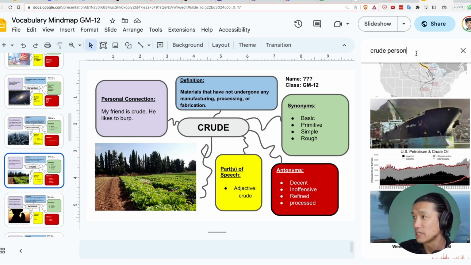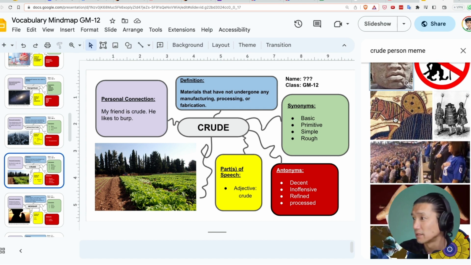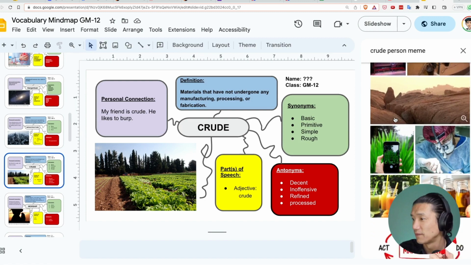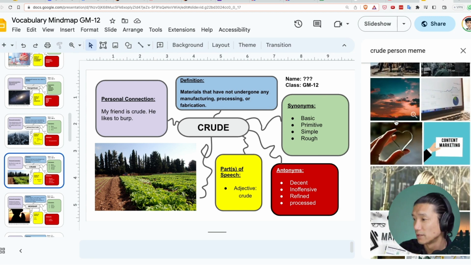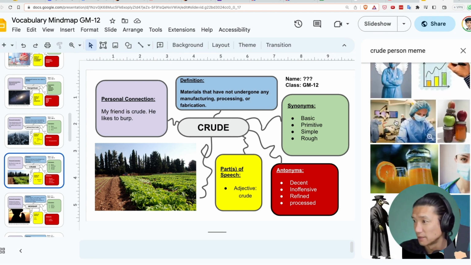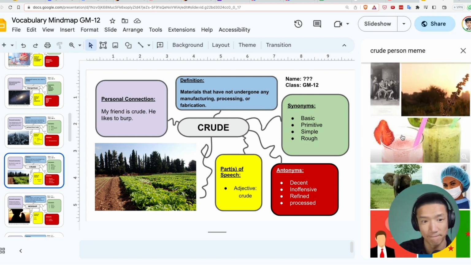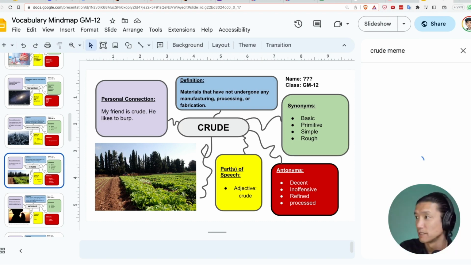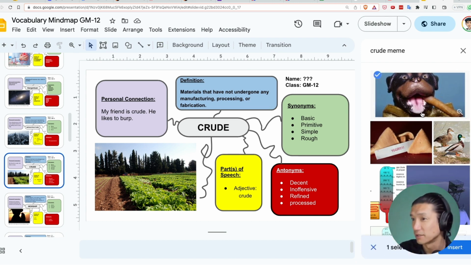Is there a crude person meme? Find me a meme, guys, that represents somebody crude. One of those black and white Chad Stacy ones. I don't see a crude person. Crude meme. Is there a crude meme? I guess this dog. Yeah, this dog's crude.